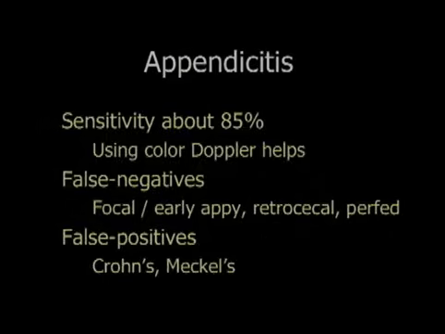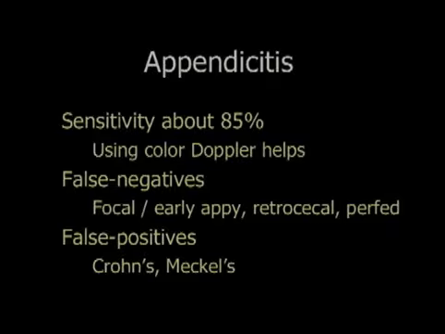So overall, papers are fairly consistent. The sensitivity of ultrasound for diagnosing appendicitis is roughly 85%. Using color Doppler, I think, helps. Looking for those inflammatory changes in the right lower quadrant also helps. False negatives can occur with a focal or very early appendicitis. If it's retrocecal, or if it's perforated and decompressed, it may be more difficult to find.